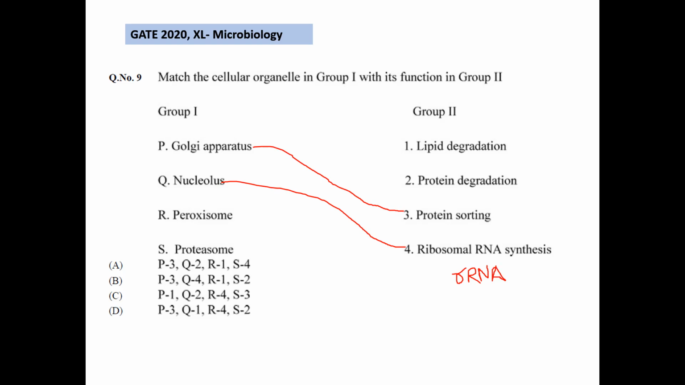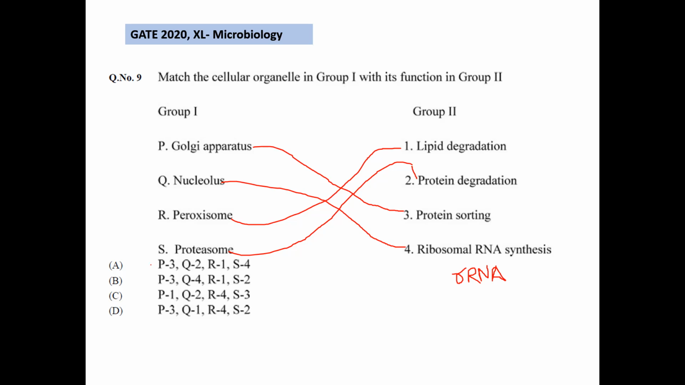Peroxisome was involved in the degradation of fatty acids. So fatty acid is a lipid, and therefore it is involved in lipid degradation. And lastly, proteasome. I said that proteasome recognizes proteins that are marked for degradation. So protein degradation happens in the proteasome. So the correct option will be P is 3.